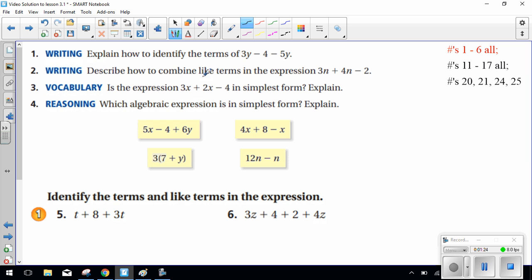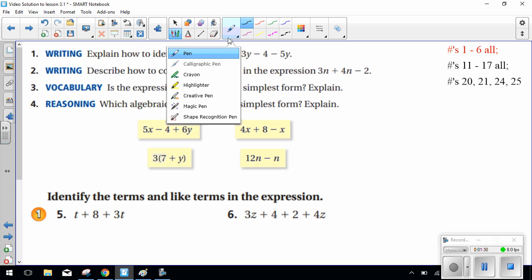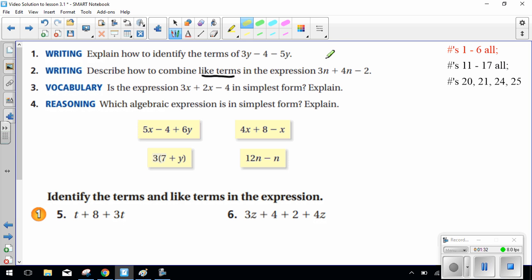Describe how to combine like terms in the expression 3n plus 4n minus 2. So when combining like terms, we need to have the same variable to the same power. So I have here an n, which is to the first power, and a 4n. So I can take these two and combine them. So describe how you combine like terms. I want the same variable and the same power.